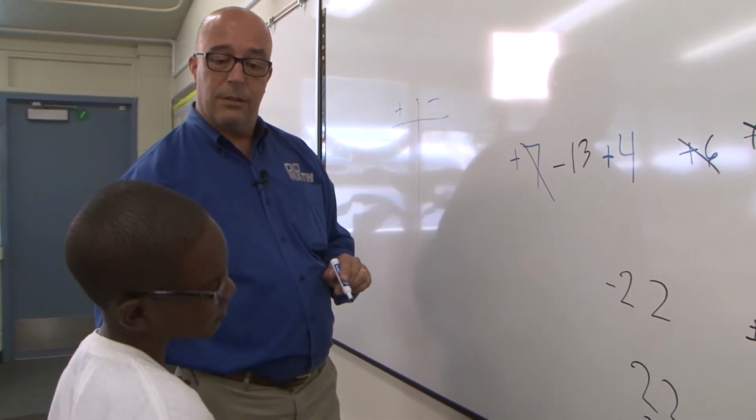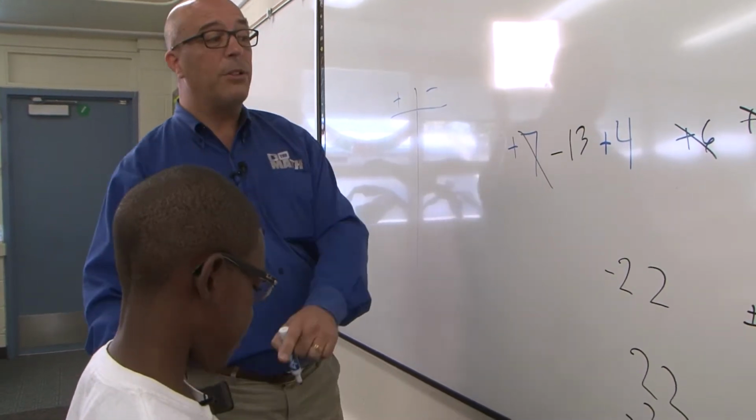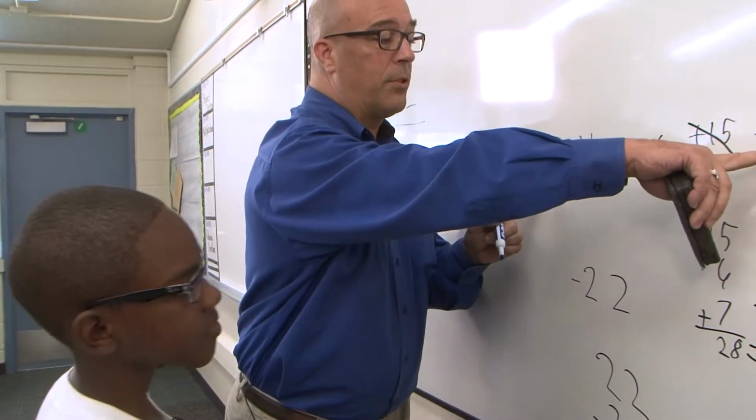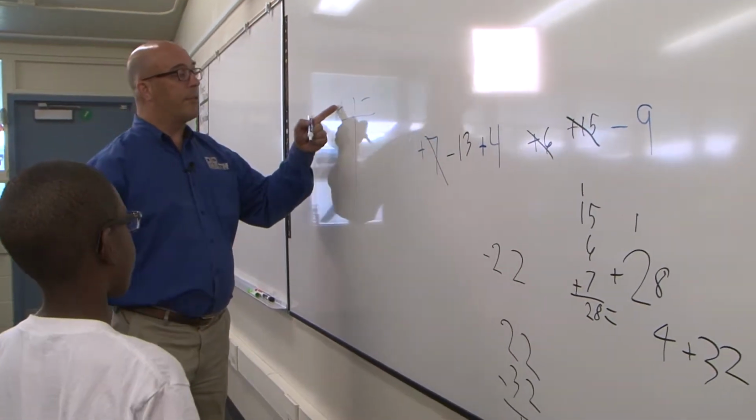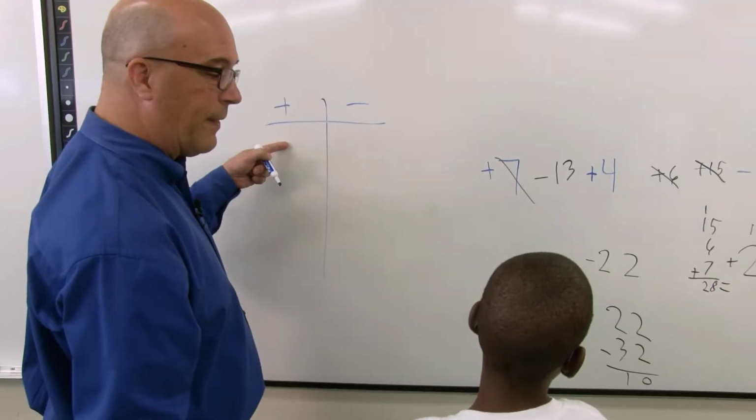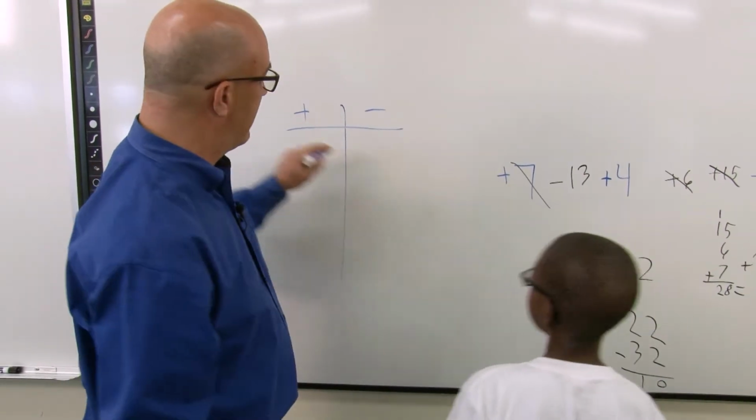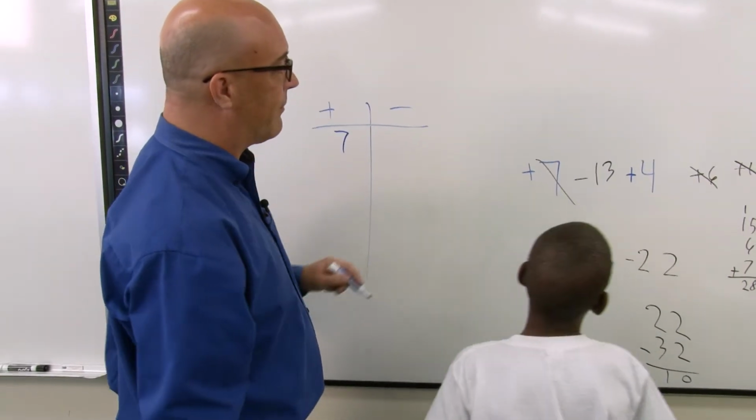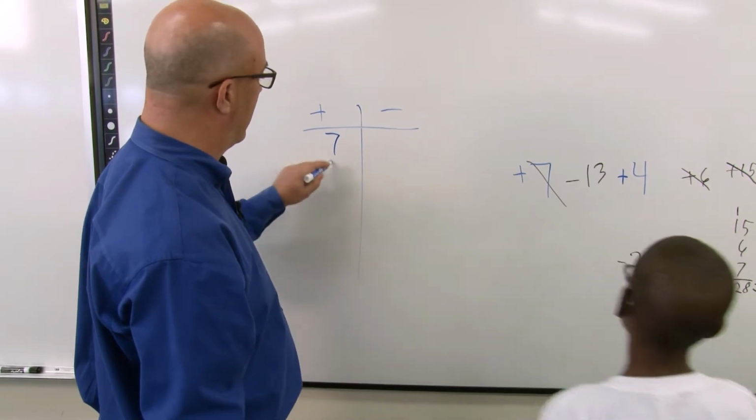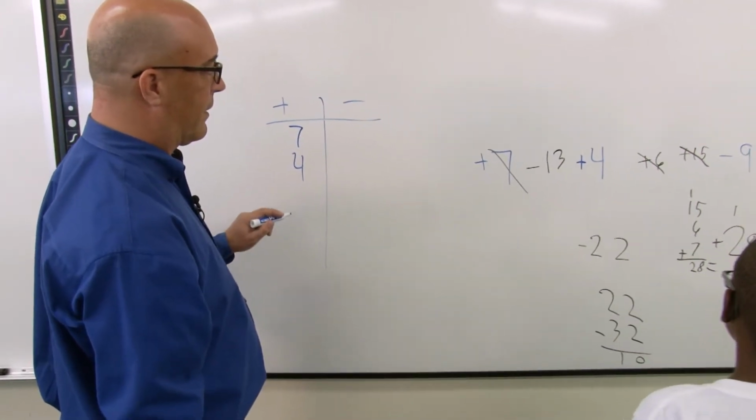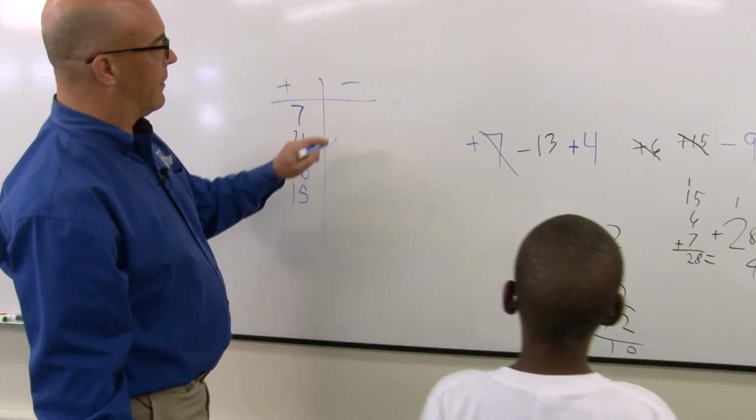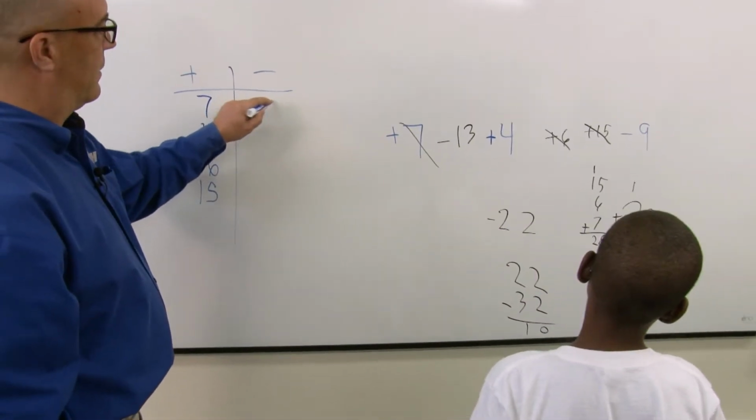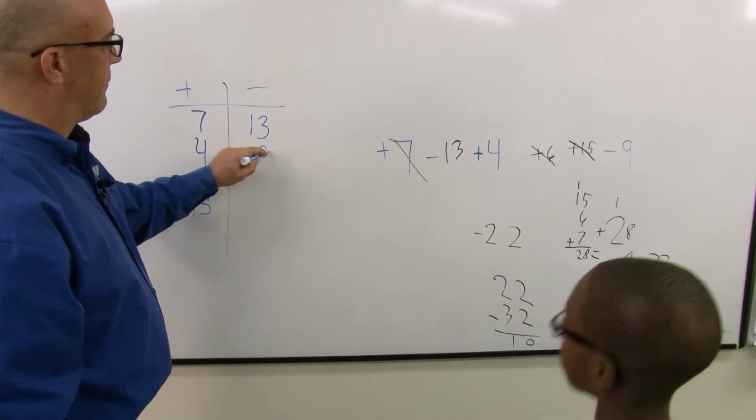Negative 6. Perfect. All right. So you were able to do that in your head. I like the way you took the two negatives and made it one negative. So what's the first positive number we have? 7. And what's the next number? 4. Okay. 6. Okay. And 15. And what are the negative numbers we have? 13 and 9. Good.